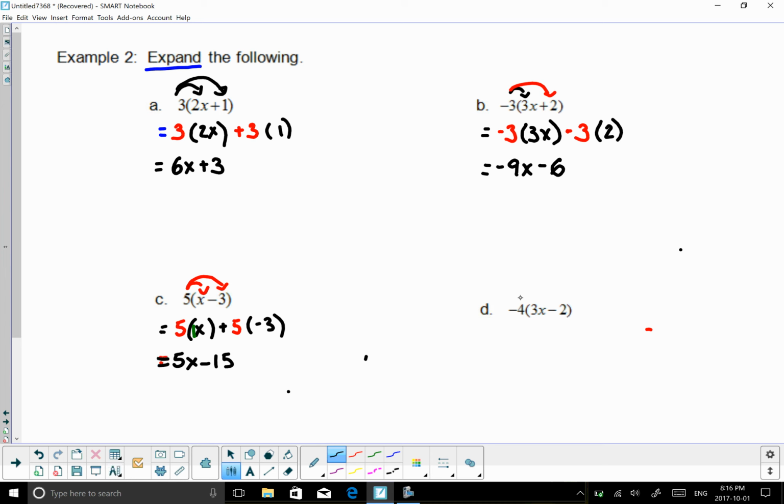Okay, so let's do this one. Negative 4 times the 3x and negative 4 times the negative 2. So the negative 4 gets multiplied by each term in the bracket. Remember, terms are separated by plus and minuses. So 4 times 3x. And whatever this sign is, it's going to go here too. Negative 4 times negative 2.